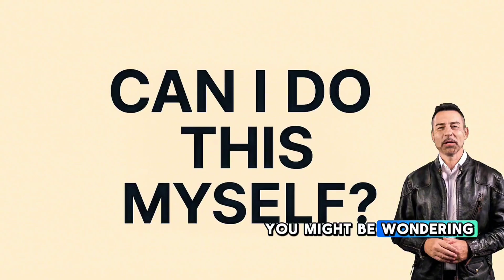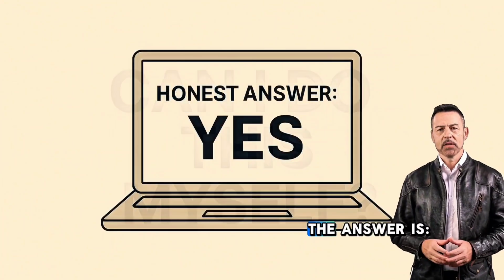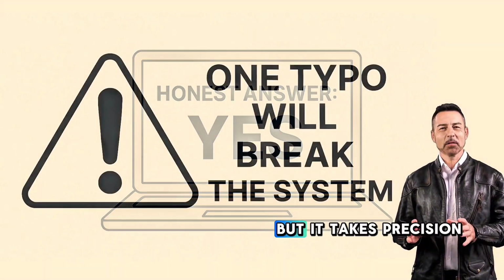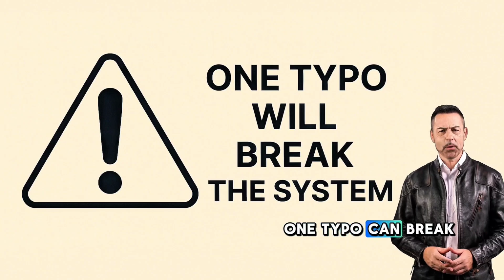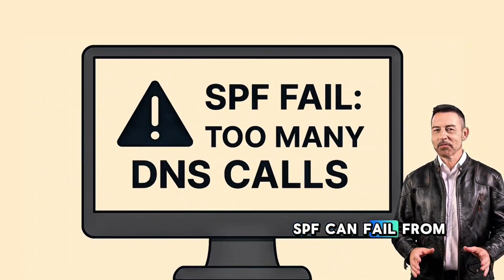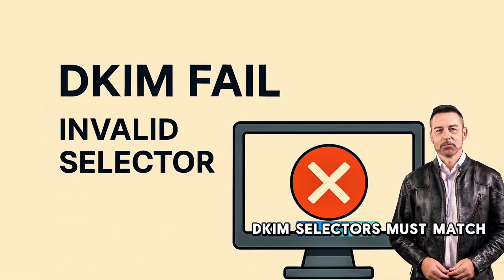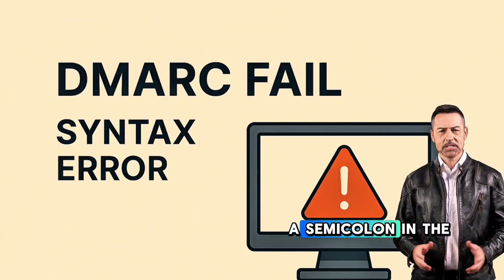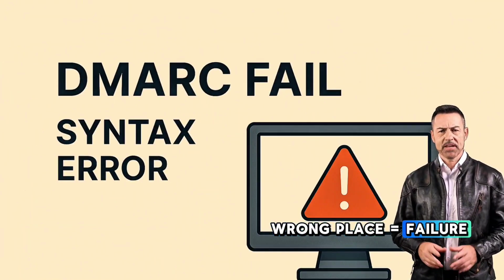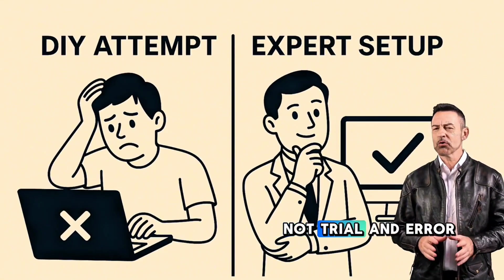You might be wondering, can I do this myself? The answer is yes, you can, but it takes precision. One typo can break everything. SPF can fail from excess lookups. DKIM selectors must match exactly. A semicolon in the wrong place equals failure. This is technical work, not trial and error.